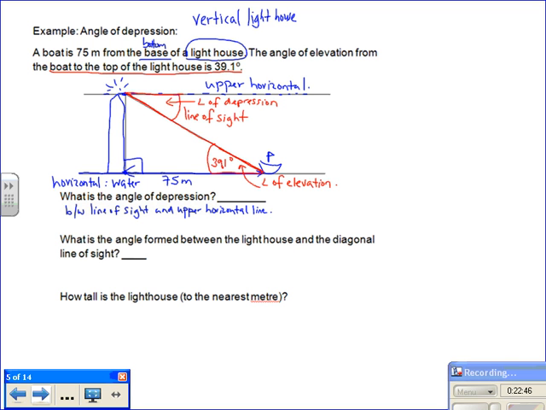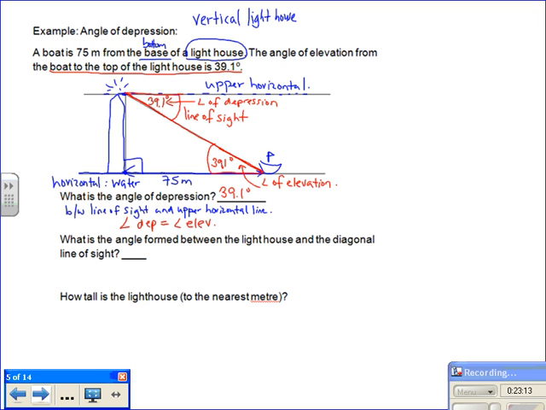And an angle of depression is equal to the angle of elevation. This is true because anytime you have two parallel lines and a diagonal line intersecting them, the angles that are alternate from each other are equal. So this is also 39.1 degrees. And that's my answer, 39.1 degrees.